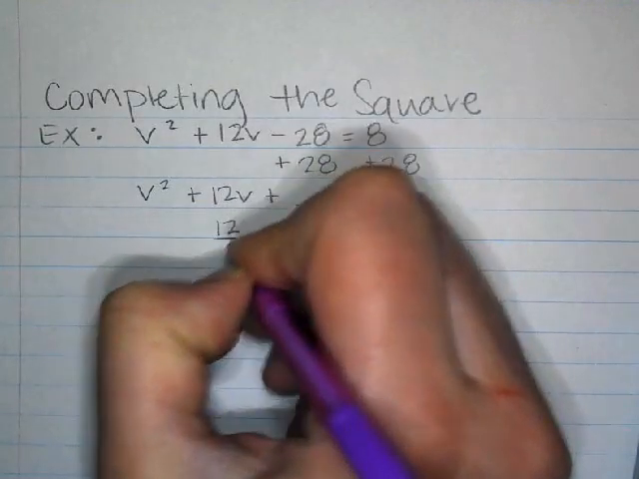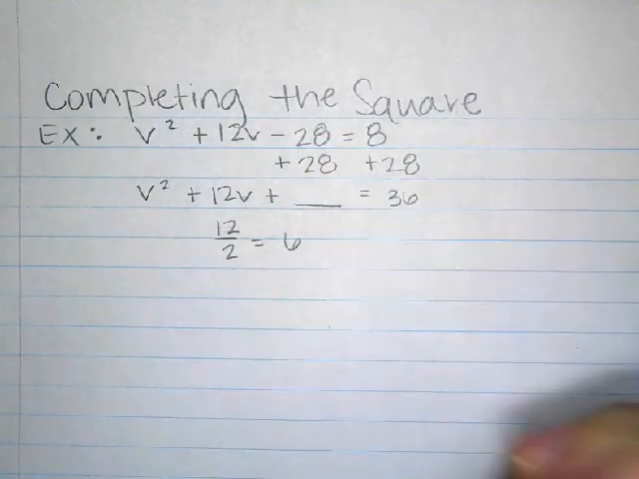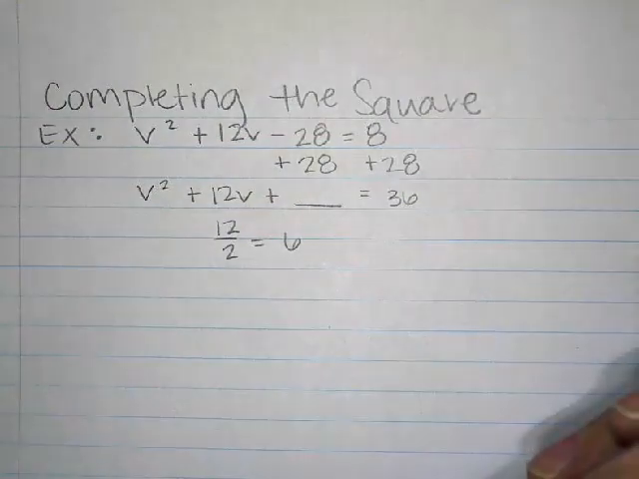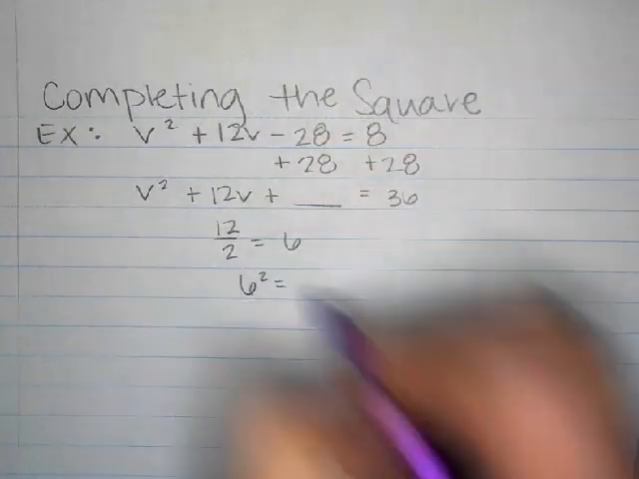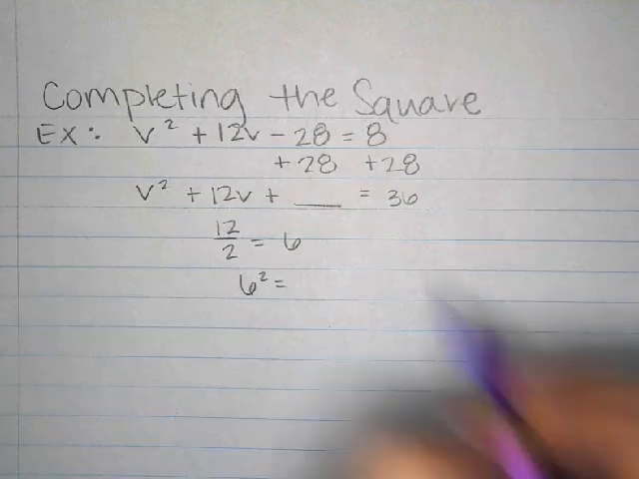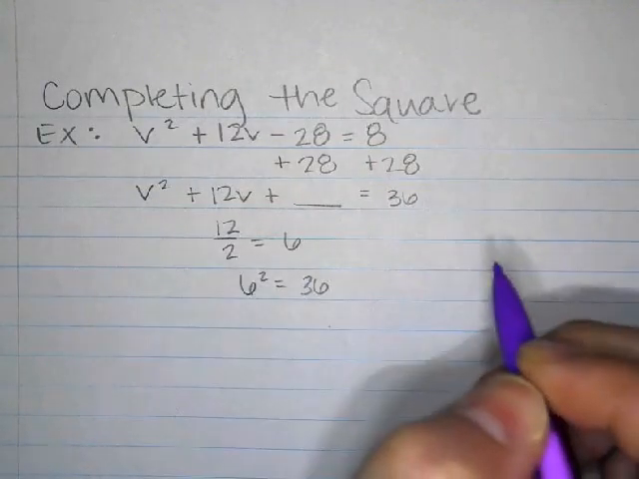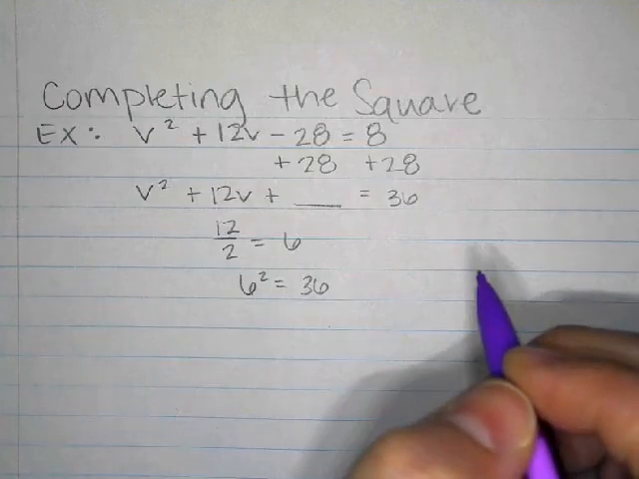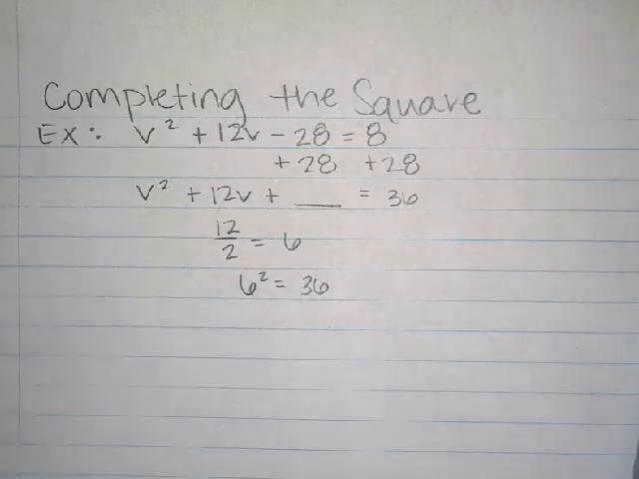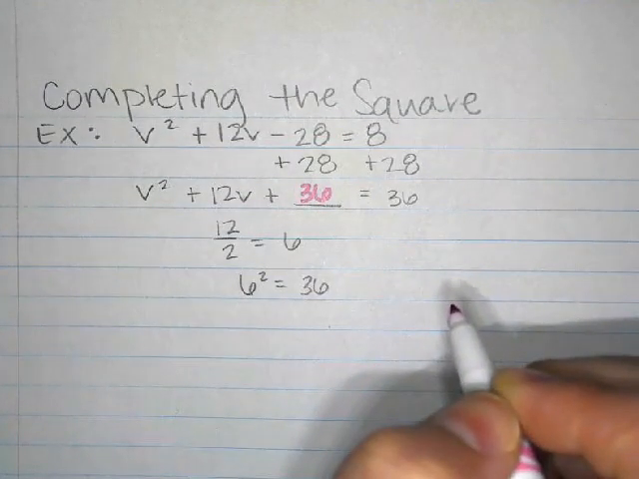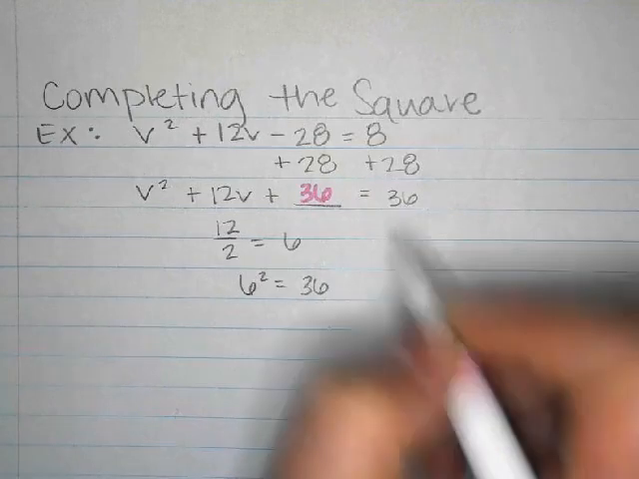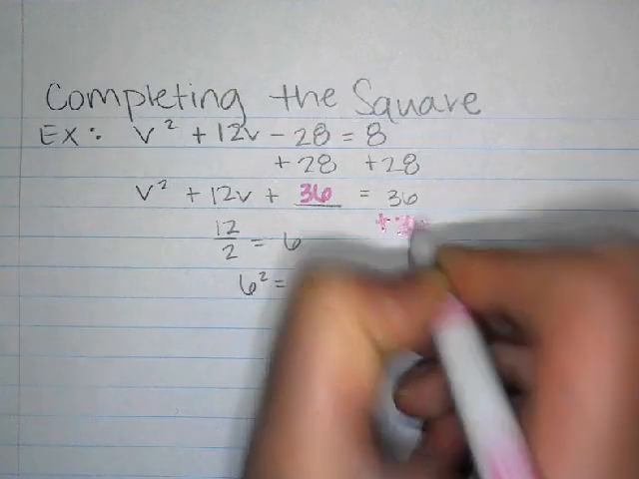Okay, so 12 divided by 2 is 6. And then 6 squared is 36. And then what do I do with the 36? So the 36 is the number that completes the square. That goes on the blank. And if I add 36 to the left side, what do I have to do to the right side? I have to add 36 to that side as well.